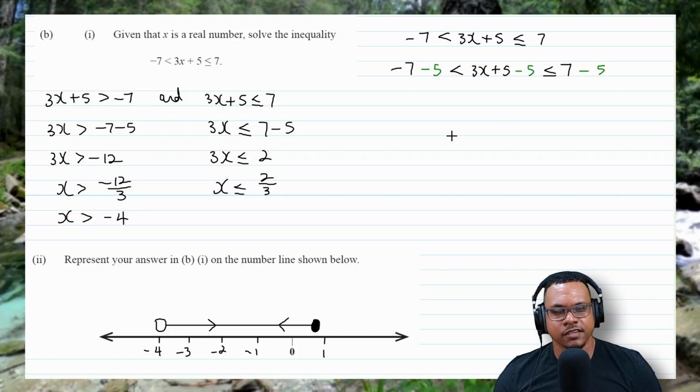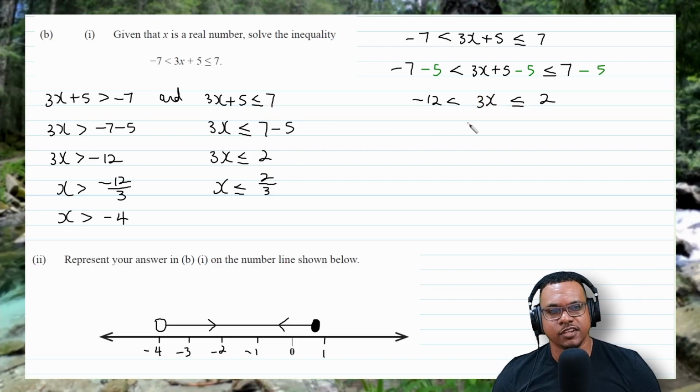So you see I'm keeping things balanced by doing the same thing on all sides of the inequality sign. Alright, so of course 5 take away 5 is 0. And this -7 take away 5 is -12. So we have -12 is less than, of course the 5 take away 5 is 0, so all we have here is 3x, which is less than or equal to 7 take away 5, which is 2. Now to get rid of the 3 here, I'll have to divide by 3. So that means I have to divide throughout by 3.